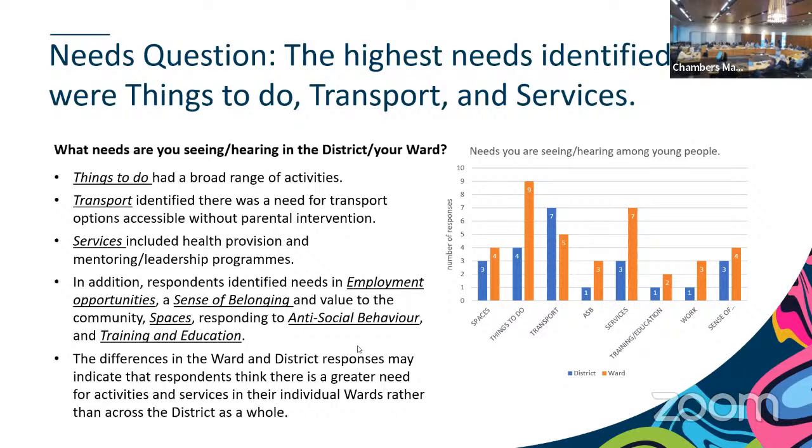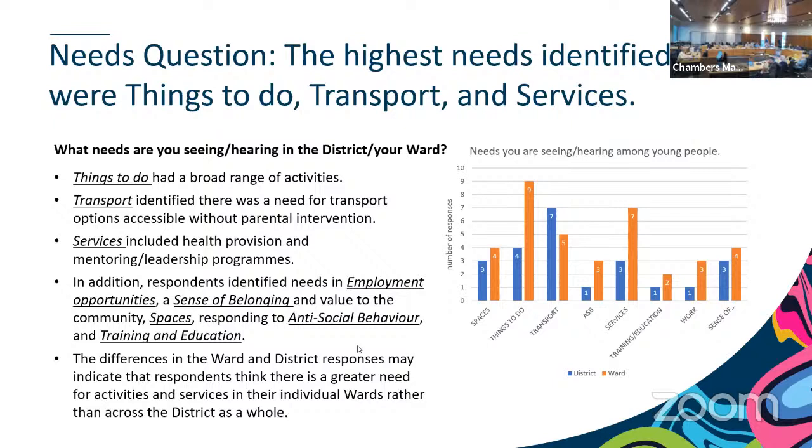So jumping into your responses, first off, we asked about what needs you are seeing or hearing in the ward or the district. So you identified things to do, transport and services as the highest needs for youth. Things to do had a broad range of activities, everything from sports to arts. Transport identified that there was a need for transport options which were accessible without parental intervention. And services included health, provision, mentoring, and leadership programs.